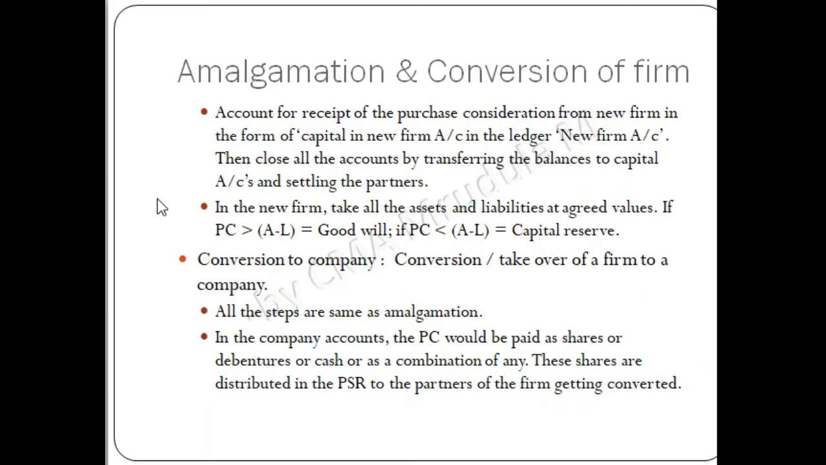Then we have to account for the receipt of the purchase consideration from the new firm in the form of capital and new firm account. So, the ledger account of new firm account has to be opened to bring in the purchase consideration due and the receipt from the new firm. Close all the accounts by transferring the balances to the capital accounts and settle the partners. In the new firm, what has to be done additionally, apart from bringing in all the assets and liabilities, is that if the purchase consideration is more than the assets and liabilities, a goodwill has to be created and taken on the asset side.